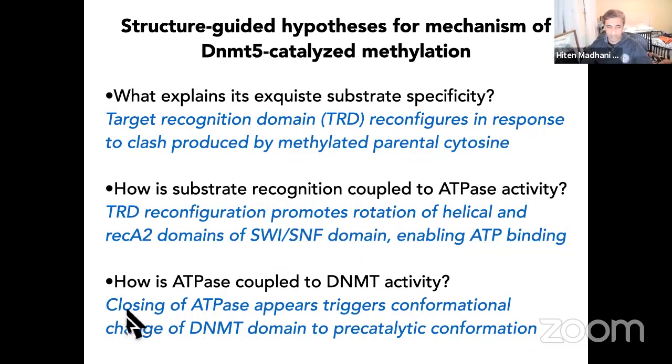And we suspect that the closing of the ATPase appears to trigger a change in the DNMT domain that puts it in a precatalytic conformation. So these are all just ideas from a structure. Structures, in my view, generate hypotheses. And so there's much biochemistry to be done to test these ideas.